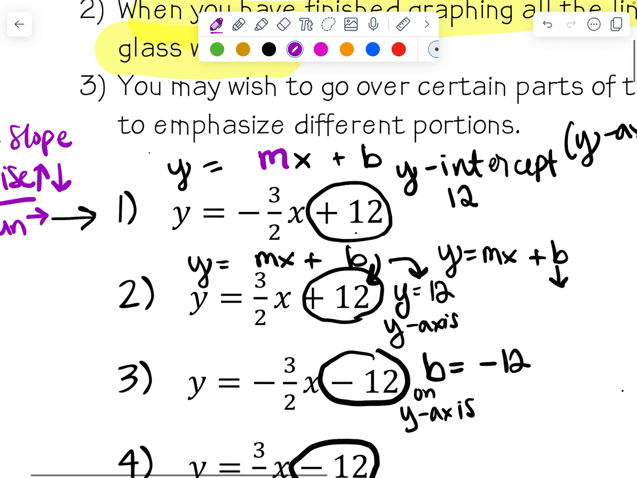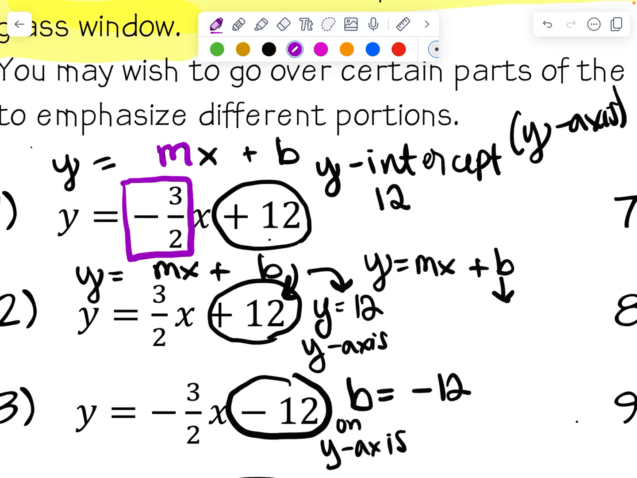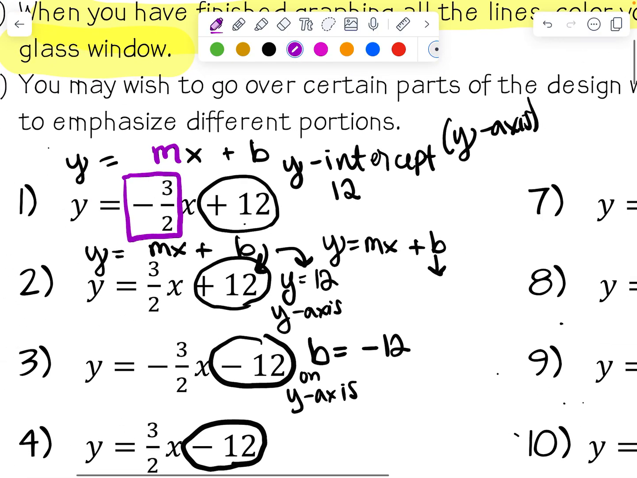So if I'm going to box this slope, negative 3/2, that is a negative slope. So I'm going to say my slope is negative 3, and I'm going to assign that negative to the 3 over 2. That means go down 3 and go to the right 2 from your 12, the y-intercept.